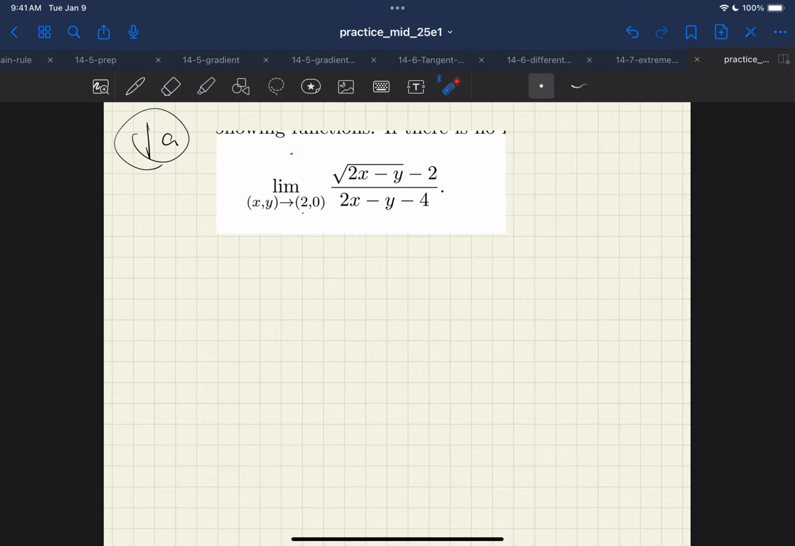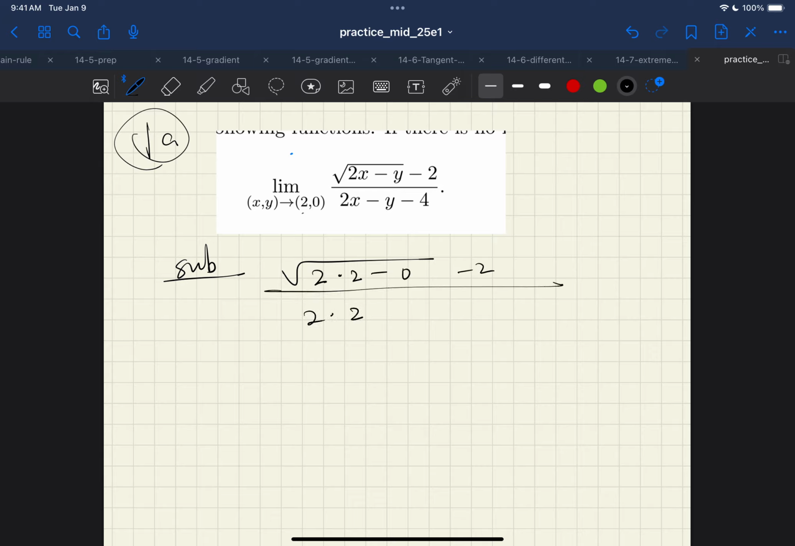But then it doesn't directly give you the answer, or it is useless very often, because if it works, then it's too easy to be a quotient in a midterm exam. But nevertheless, we are going to use substitution. So 2 times 2 minus 0 minus 2, over 2 times 2 minus 0 minus 4, this is 0 over 0. So this means 2 more.